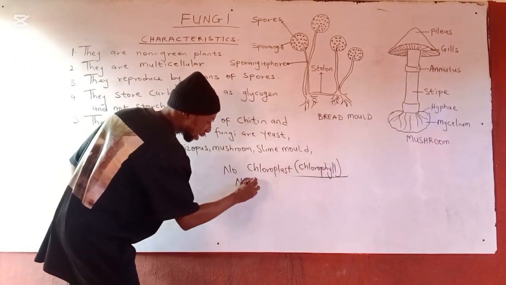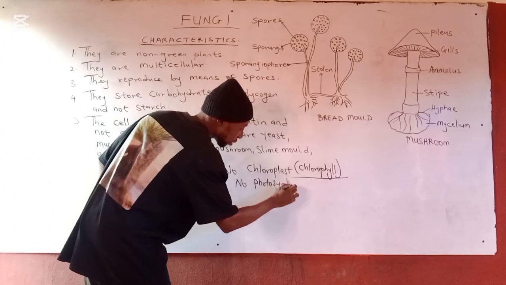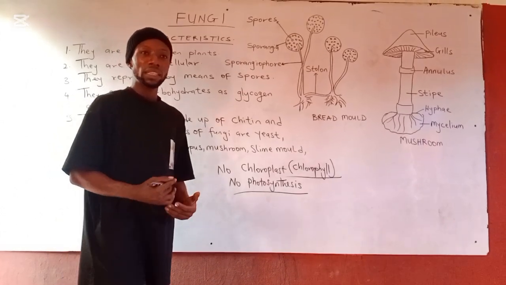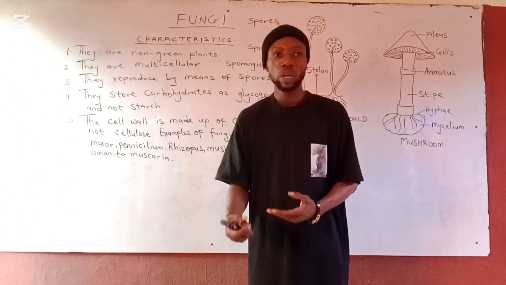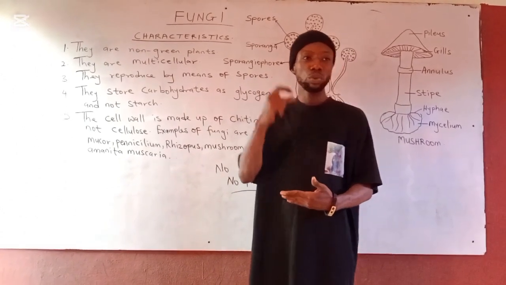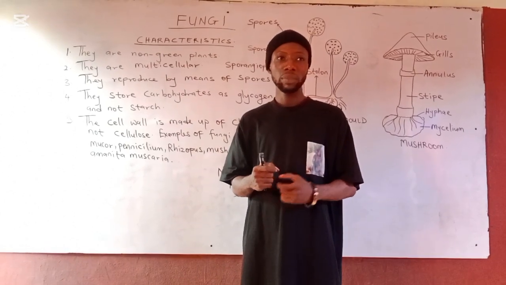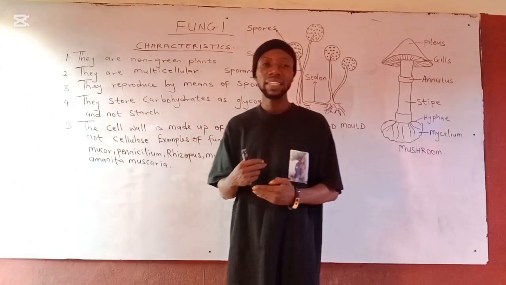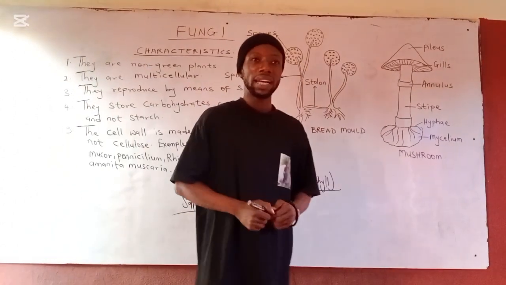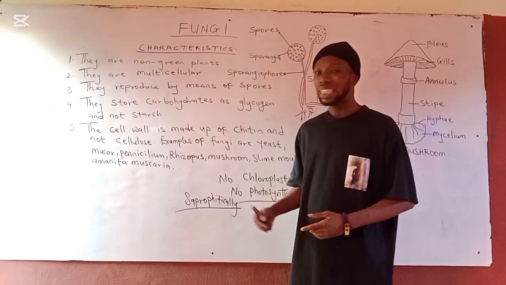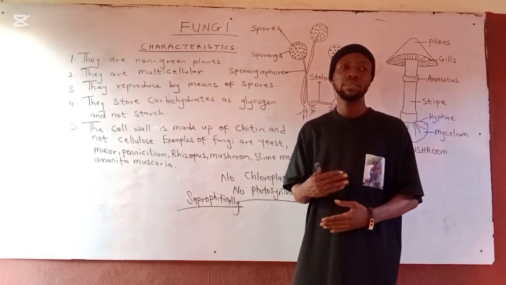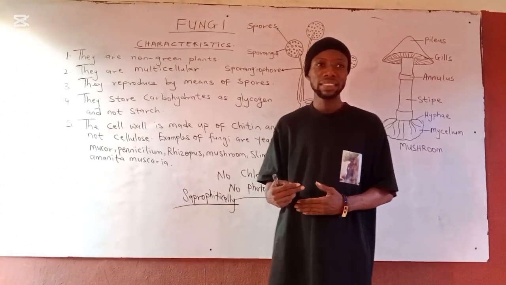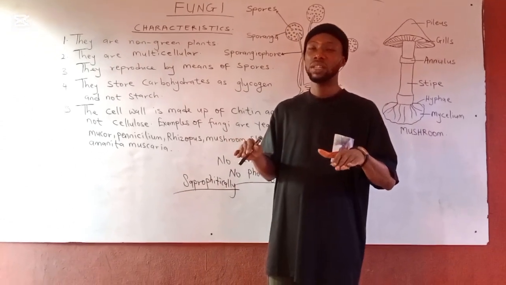Because of that, fungi cannot undergo photosynthesis. That means fungi cannot carry out photosynthesis. That also means that fungi obtain their food heterotrophically. It undergoes a heterotrophic mode of nutrition, which means they depend on already made food by other organisms. So fungi feed saprophytically. Fungi are known as saprophytes. That means they carry out saprophytism. Saprophytism is a type of heterotrophic mode of nutrition. I'm going to discuss that when we look at food nutrition as a topic.